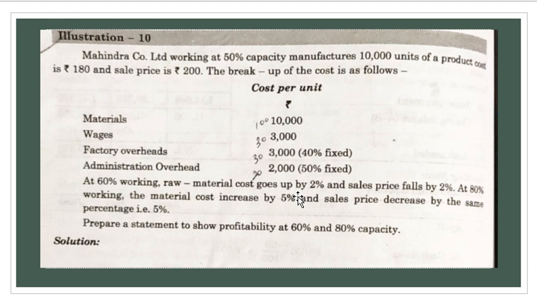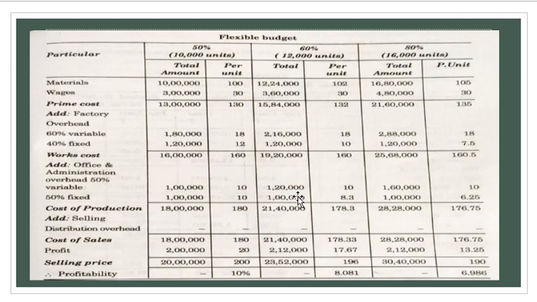Then they have asked us to prepare a statement to show profitability at 60% and 80% capacity. So now we are going to show 50% capacity first, because that is the original data. For 50% capacity, where 10,000 units are manufactured, we will do the calculation and show the profit. Then we will do the same for 60%, finding out how many units. That calculation I will teach you. Then for 80%, we will find out how many units, and find out which among the three capacities will give you better profit. So now let us get into the solution.